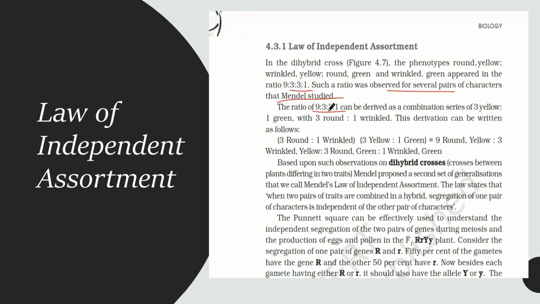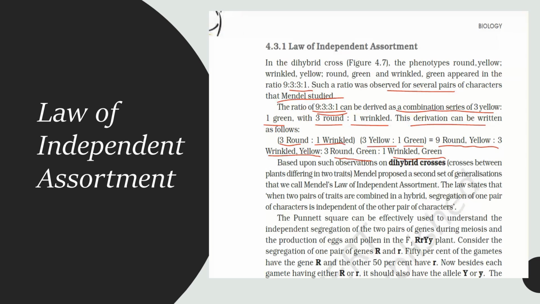The ratio of 9:3:3:1 can be derived as a combination series, like 3 yellow is to 1 green, 3 round is to 1 wrinkled. So all the characters are found independently. This derivation can also be written as 3 round is to 1 wrinkled, 3 yellow is to 1 green, equal to 9 round and yellow, 3 wrinkled and yellow, 3 round and green, and 1 green and wrinkled. It is just a different combination you are using here.